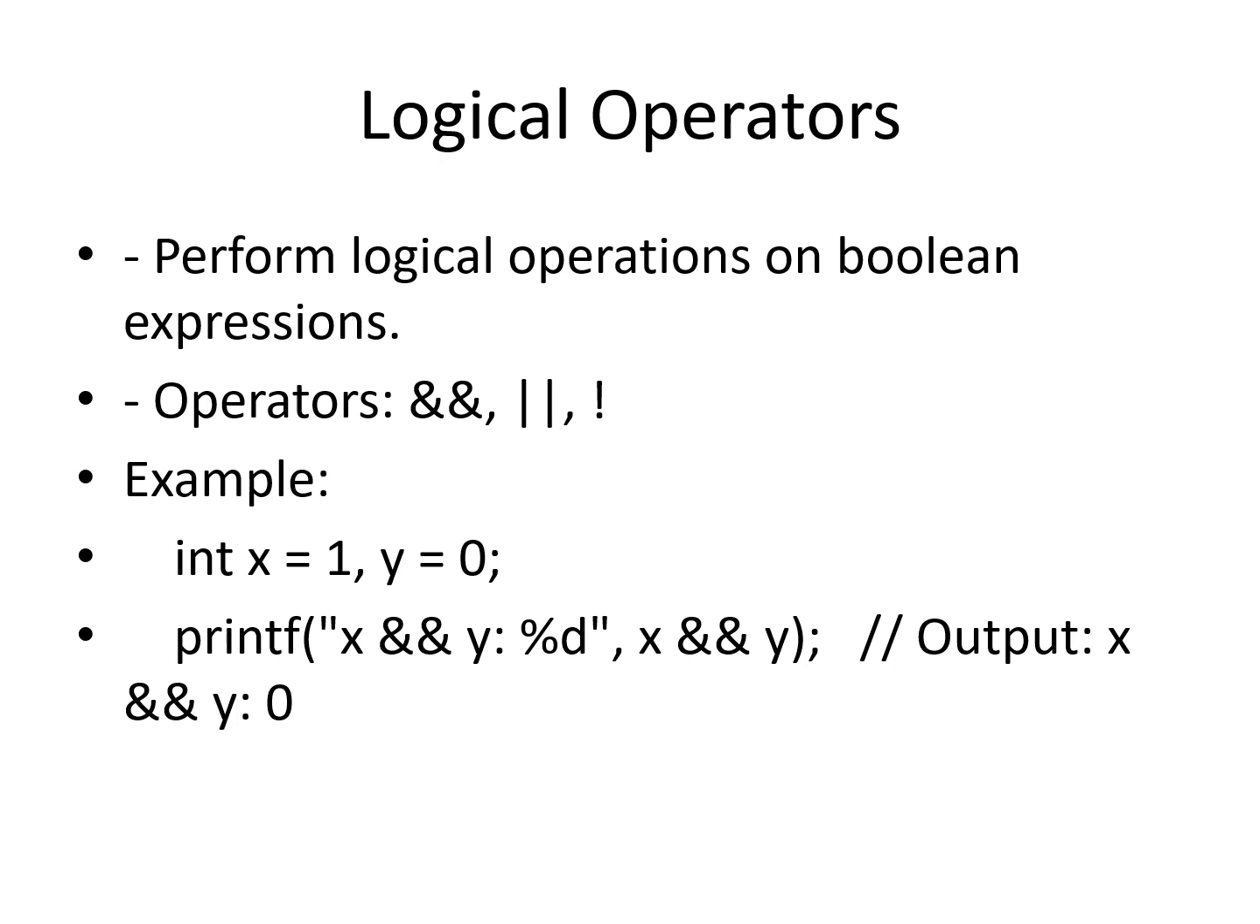So the next operators are logical operators. Logical operators perform logical operations on Boolean expressions, operators like double and, or, not. Let's take an example: int x equal to 1 and y equal to 0. When we use printf with x and y and %d, the and operator is used. The and operator is only true when both the values are true. X is 1 but y is 0, so it will return false, the 0 value. So the output of x and y is 0.